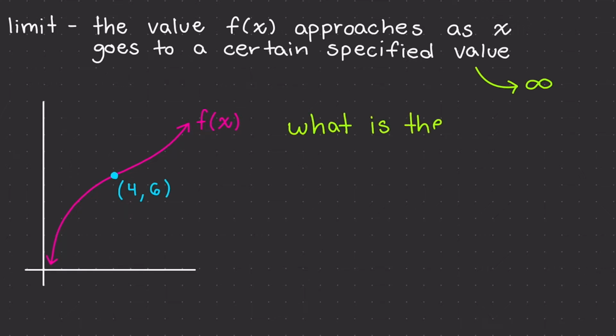A basic limit question will ask you, what is the limit as x approaches a certain number? In this situation, I chose that number to be 4. To answer this question, we must break down the problem into two parts, the left limit and the right limit. The right limit is the y value the function goes to as x approaches the point from the right side. The left limit is the y value the function goes to as x approaches the point from the left side.